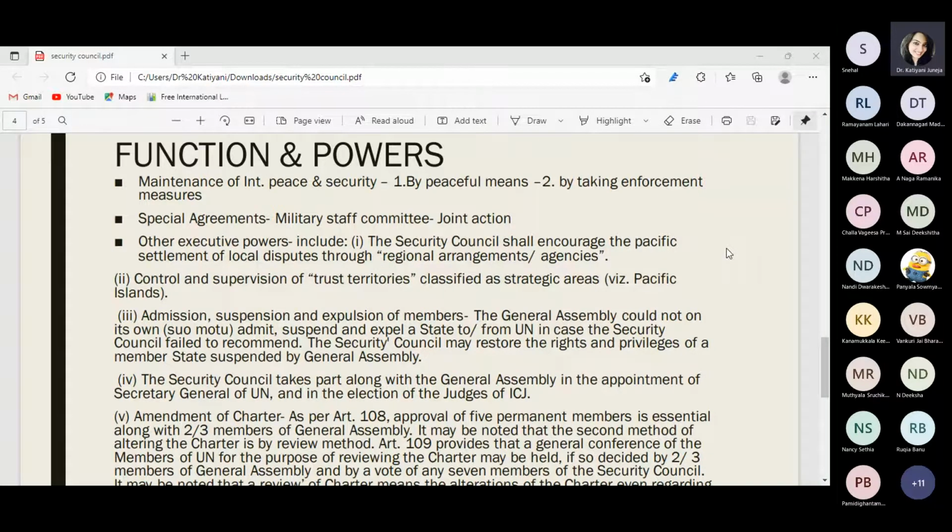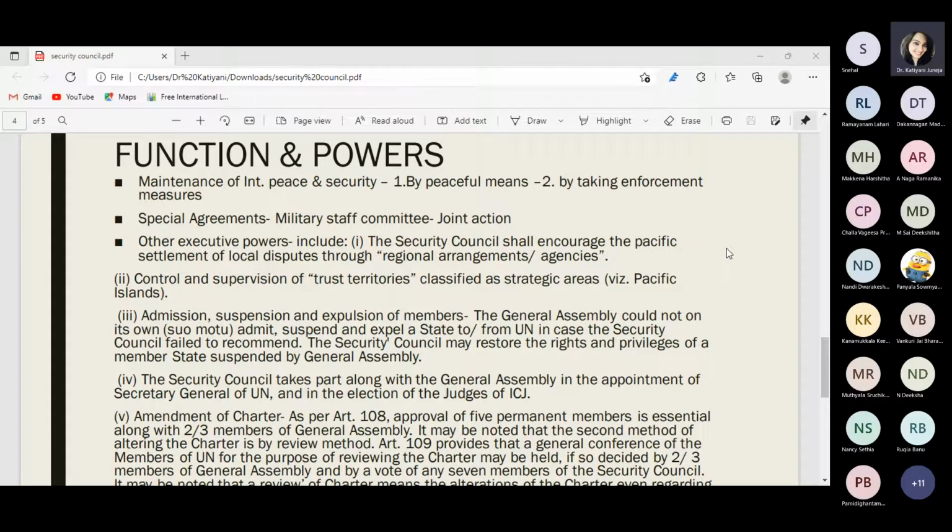And yet again, this power is conferred by the Charter upon the Security Council under Article 24 of the Charter of UNO. So the Security Council is empowered to maintain peace and security. However, this power is not absolute in the truest of senses. It does have certain limitations, up to which the Security Council has to keep a check on it.